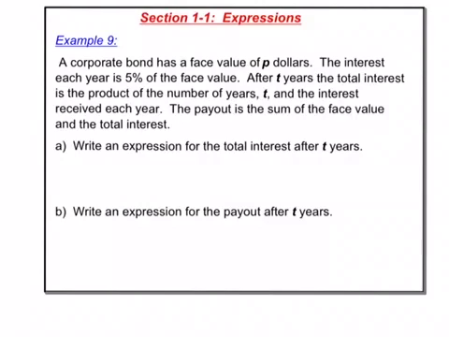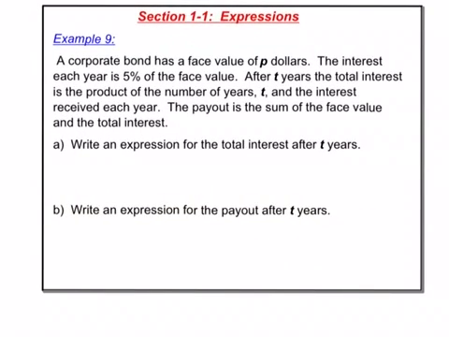So example 9 says a corporate bond has a face value of P dollars. So P is some amount. We don't know the exact amount, so that's why they're using a variable. The interest each year is 5% of the face value, which was P dollars. After T years, the total interest is the product of the number of years, which is T, and the interest received each year. The payout is the sum of the face value and the total interest. So this is going to be used for part B down here where it says payout. So pause the video now and then restart it once you get your answer to A and B.